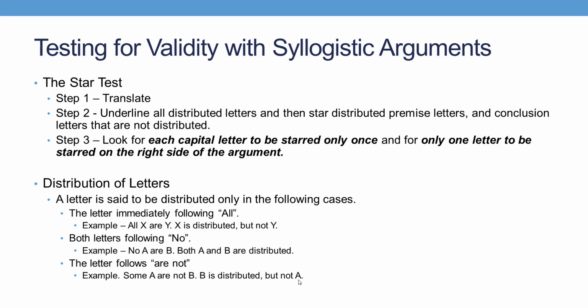And by elimination, the last rule that isn't listed here is that any letter that follows some is not distributed. So if I say some A are B, that claim has no distributed letters. There's no all in it, there's no are not, and there's no no. So there would be no distribution. And we'll see more examples of this later.